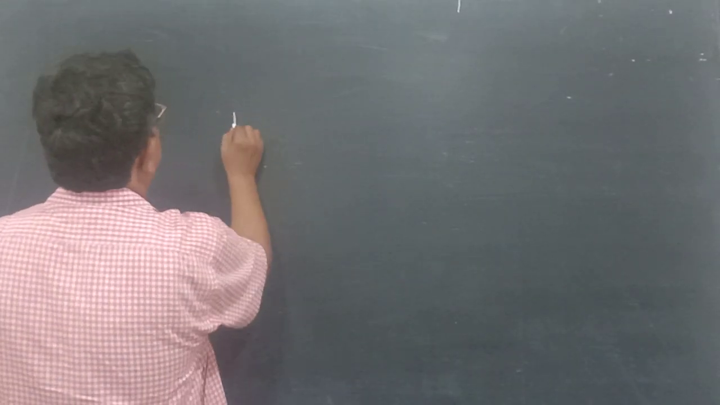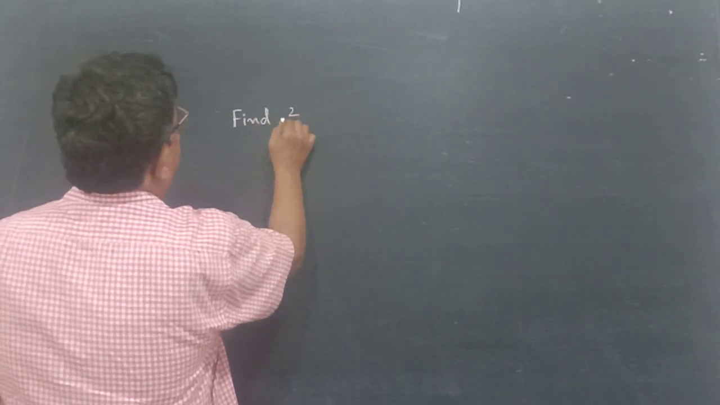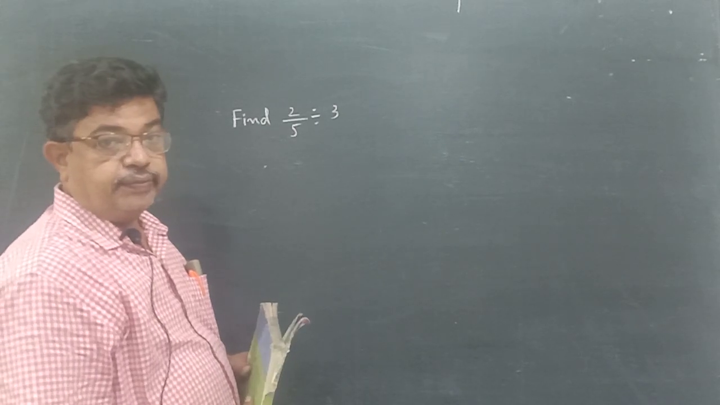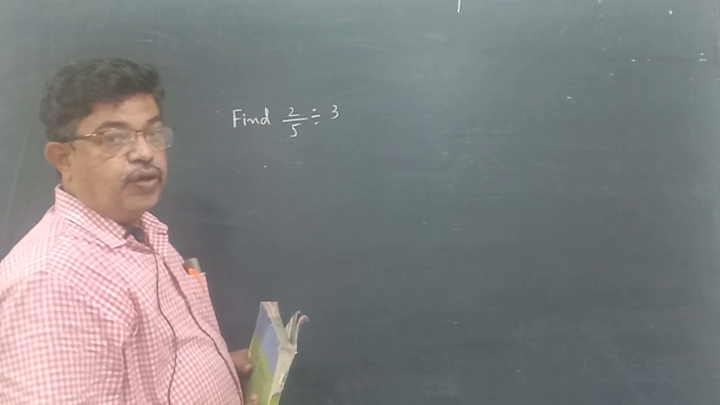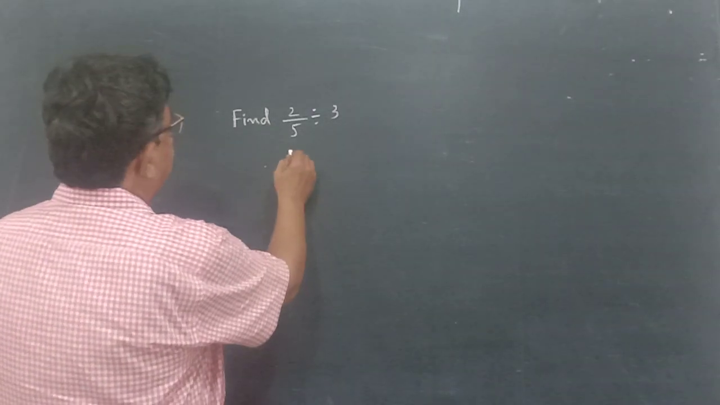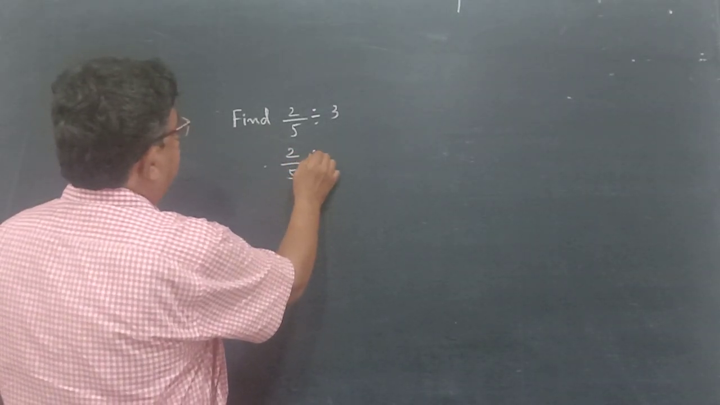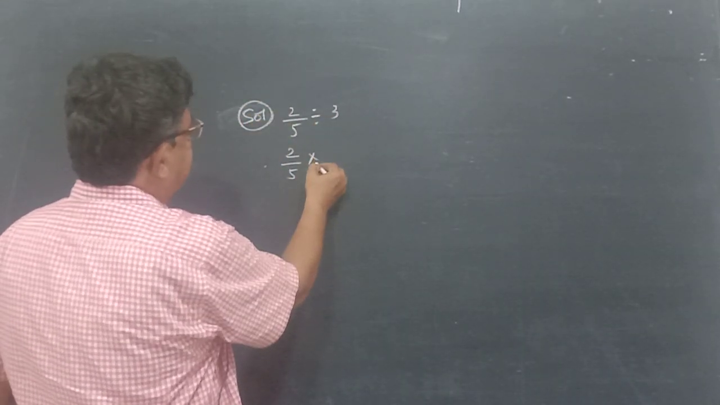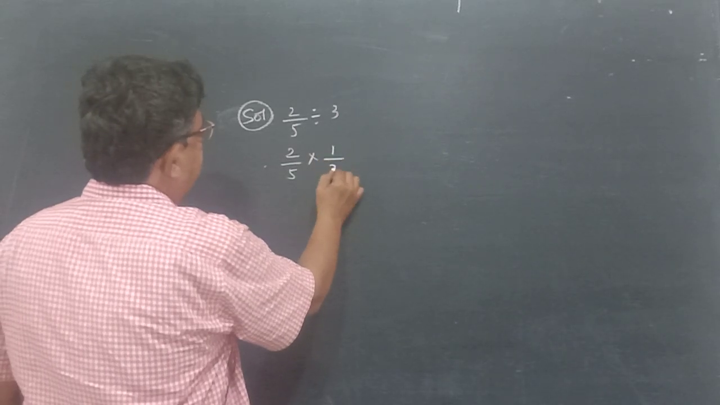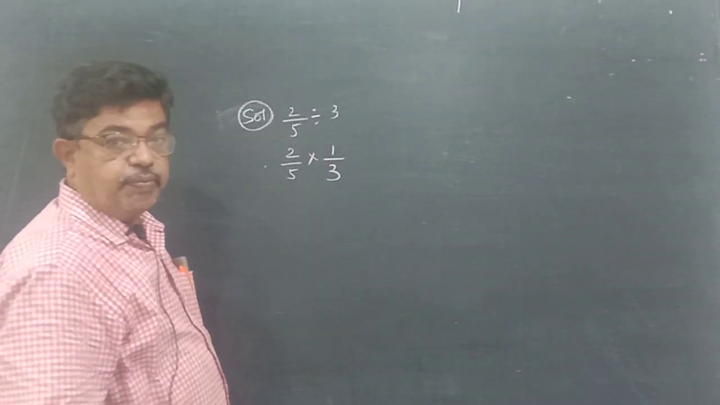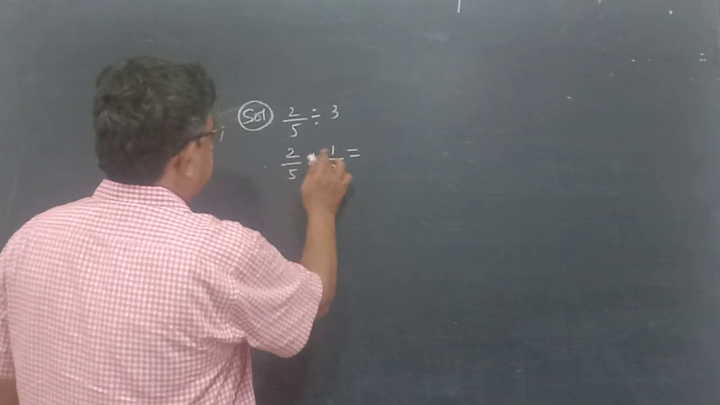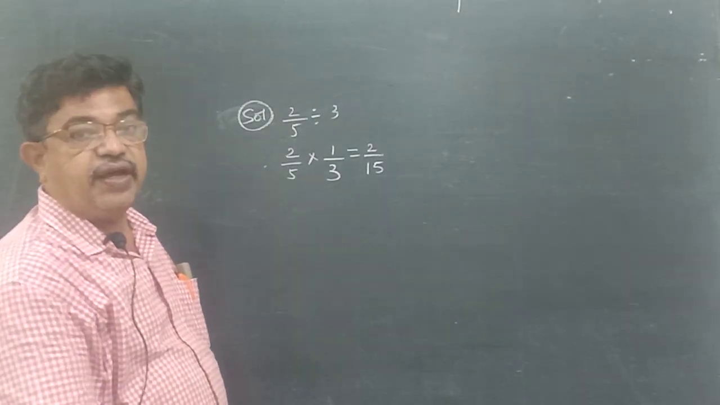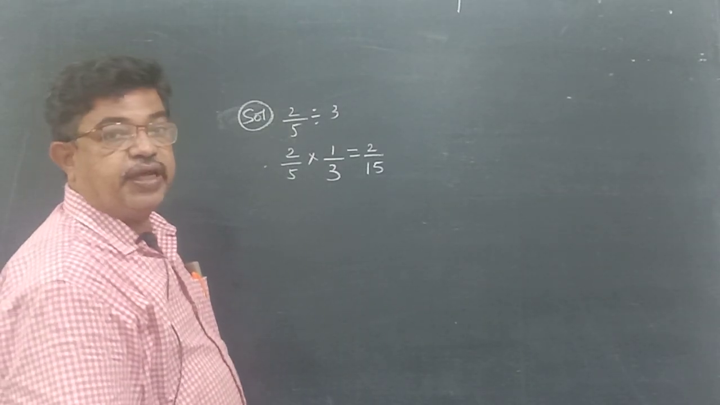Find 2 by 5 divided by 3. A fraction is divided by a whole number. So, first step, we write 2 by 5 divided by 3 as it is. The reciprocal of division is multiplication, which we can write as 1 by 3. 2 by 5 into 1 by 3. No cancellation possible. 2 ones are 2. 5 threes are 15. 2 by 15 is the value of 2 by 5 divided by 3.